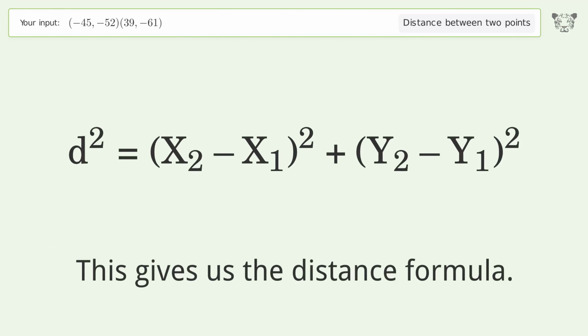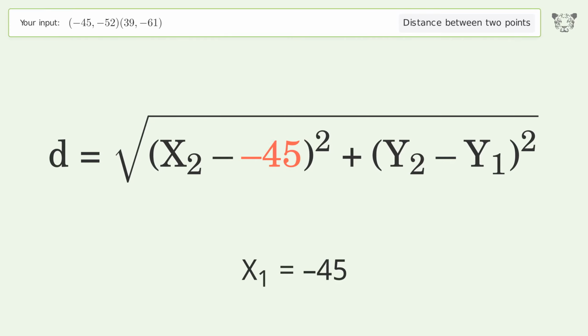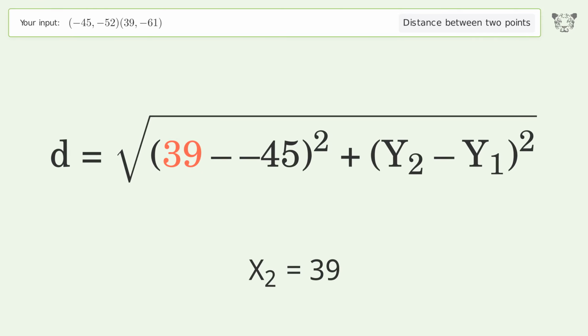x1 equals -45. x2 equals 39. y1 equals -52. y2 equals -61.